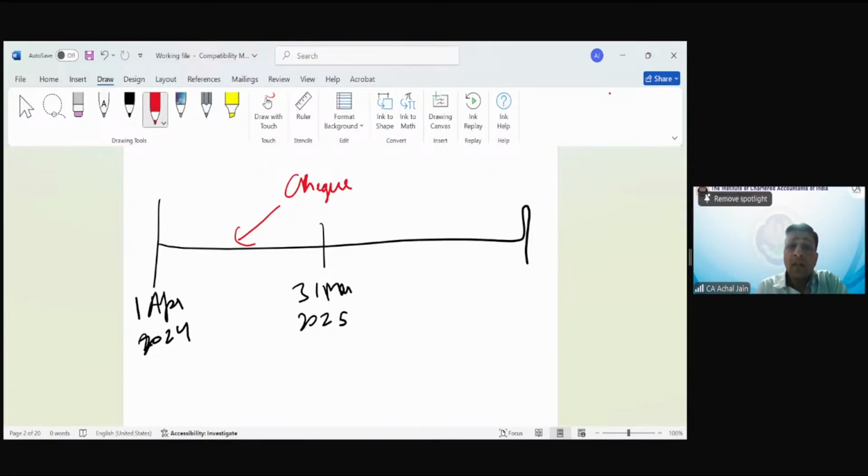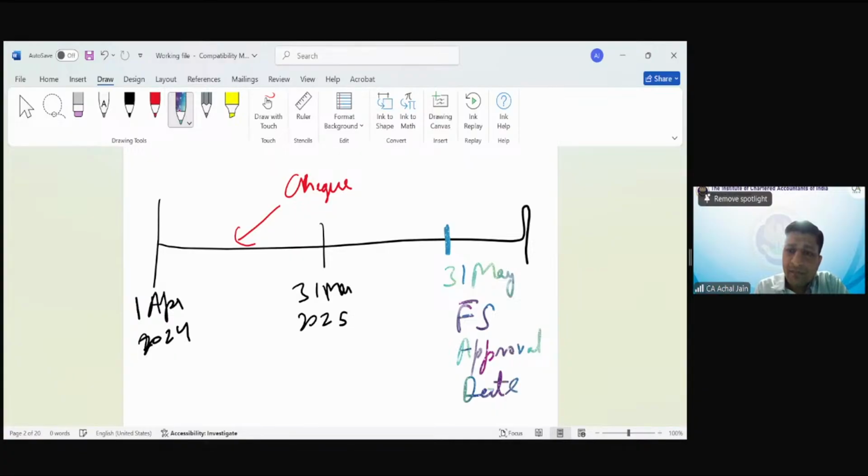Now, the next point arises that the check gets dishonored. Here again, we need to look at our event. So for this event, let me just place this as the cutoff. Say 31st May is the date when the financial statements are going to be authorized for issue. So this is the approval date. Now there are two situations which are possible. One, the check is presented and gets dishonored after 31st of May. Now, will you be considering that if that happens after 31st May?